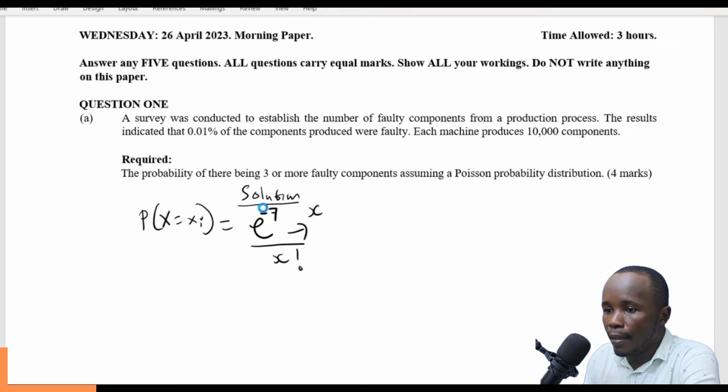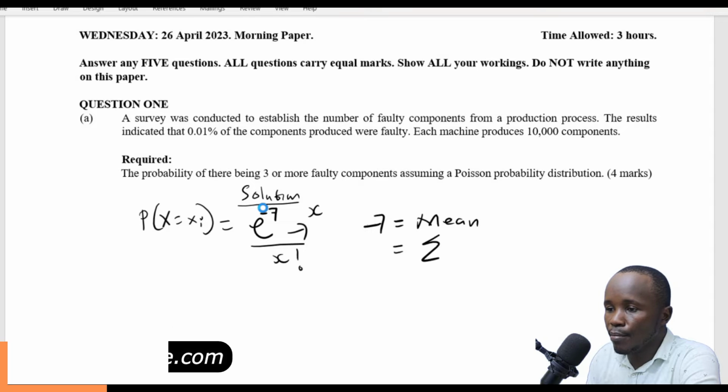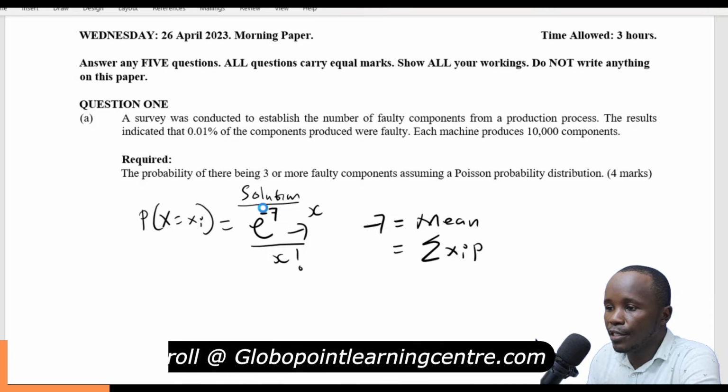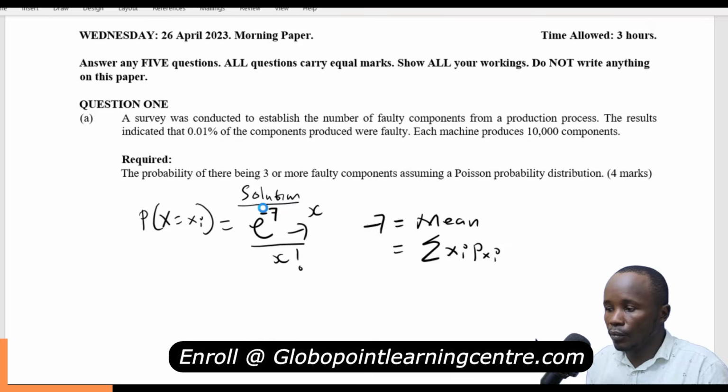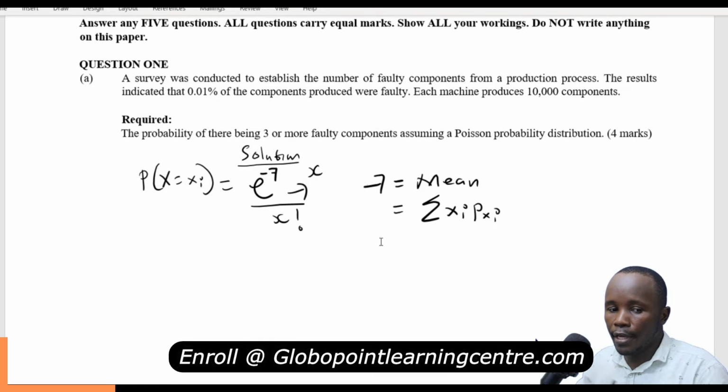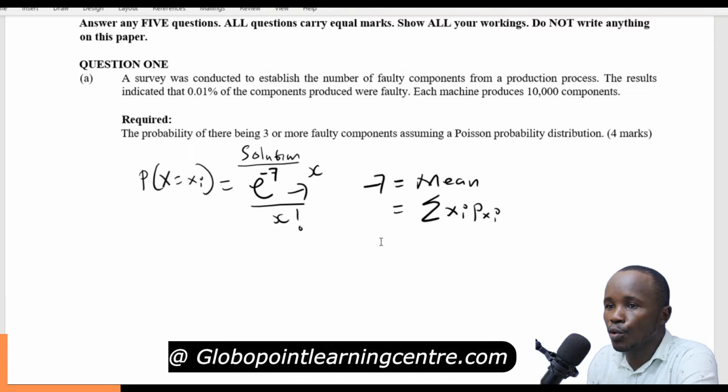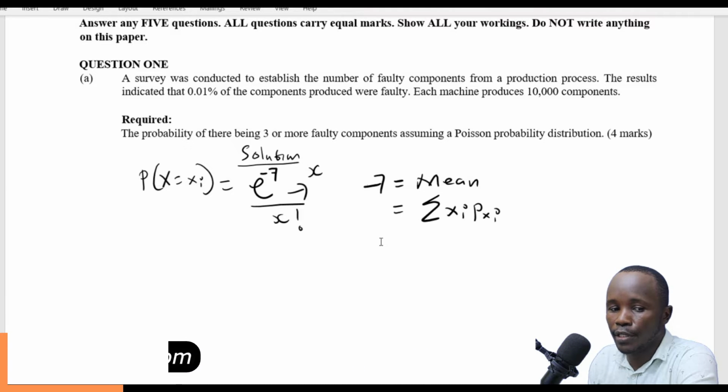Now, where lambda is the mean, and to get the mean, this is the summation of xi probability of xi. Therefore, here we have been told that the results indicated that 0.01% of the components produced were faulty. Each machine produced 10,000 components.